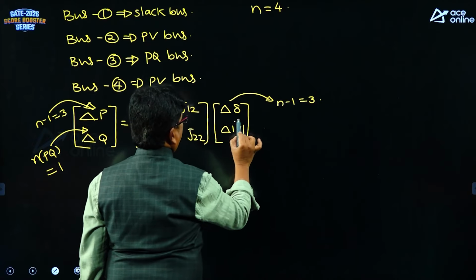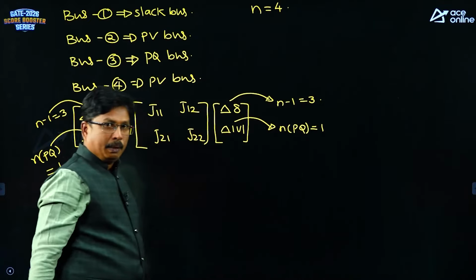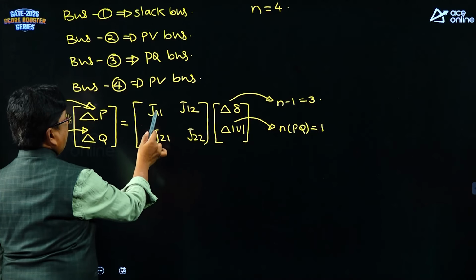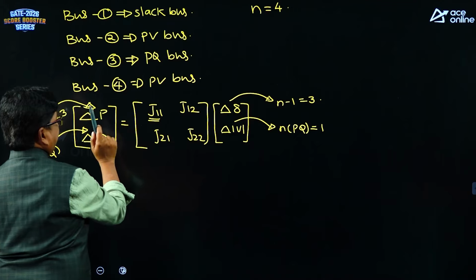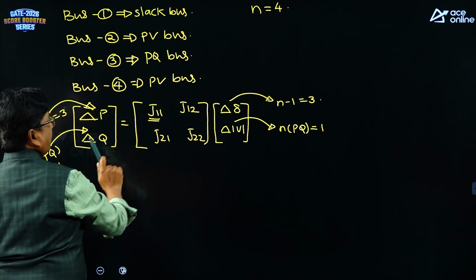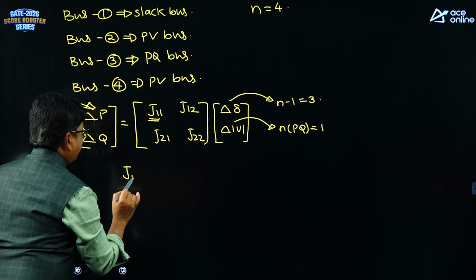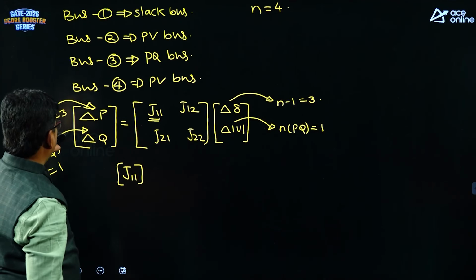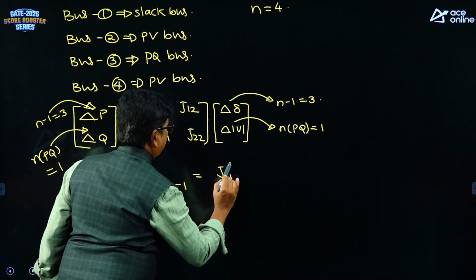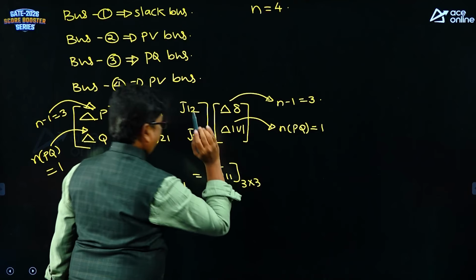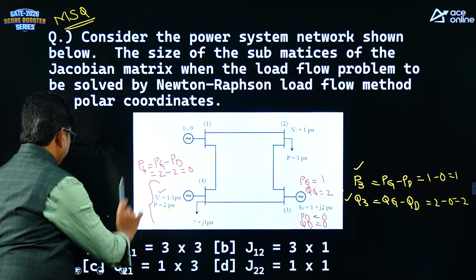How many voltages are unknown? It is the number of PQ buses, so it will be 1. Therefore, what is the size of J11? J11 is mapping del P with del delta. J12 is mapping del P with del mod V. J21 is del Q with del delta. J22 is del Q with del mod V. The size of J11 is N minus 1 cross N minus 1, which is 3 by 3. J11 is 3 by 3. First option A is correct.